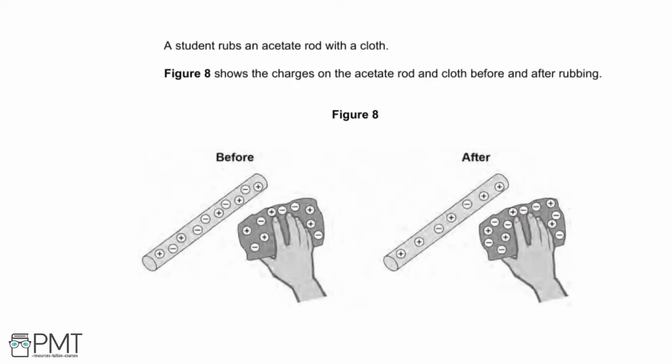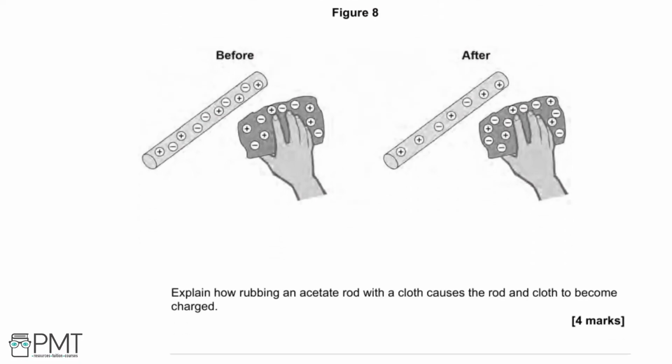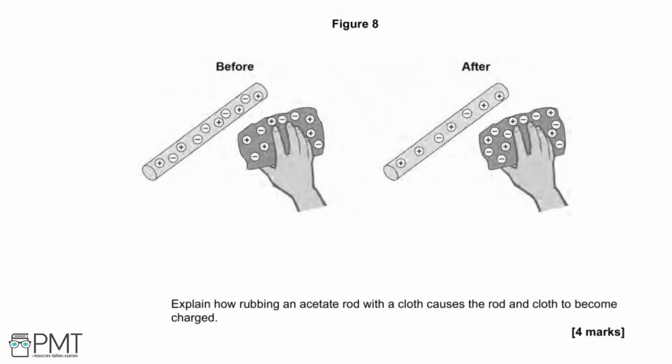A student rubs an acetate rod with a cloth. Figure 8 shows the charges on the acetate rod and the cloth before and after rubbing. Explain how rubbing an acetate rod with a cloth causes the rod and cloth to become charged.